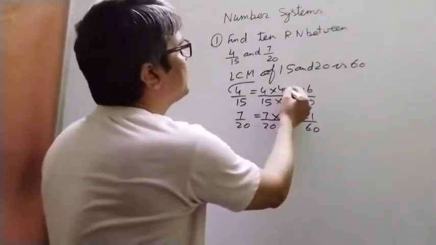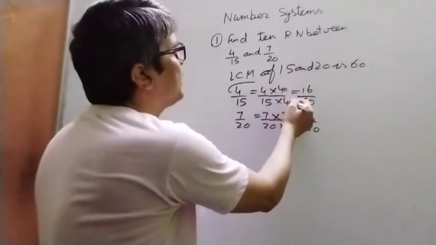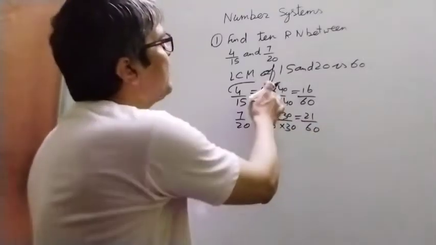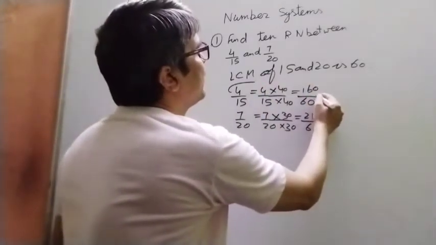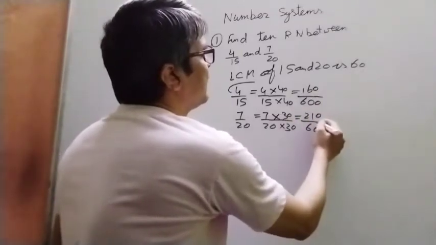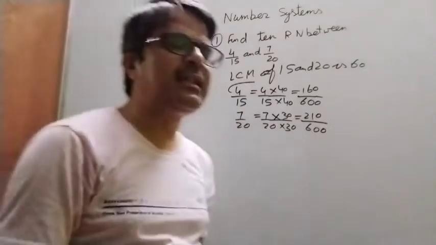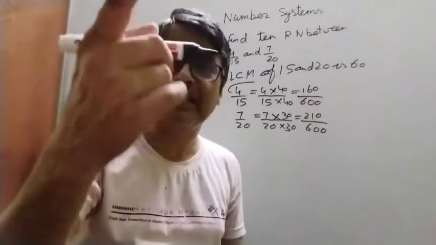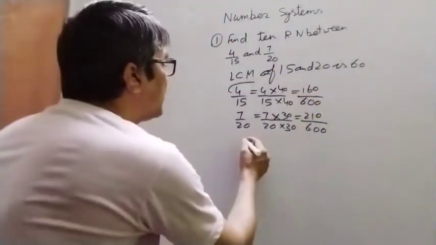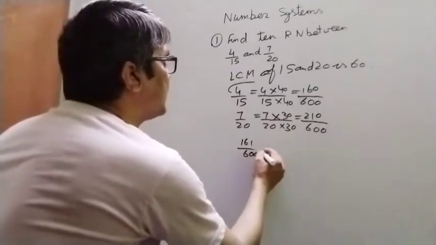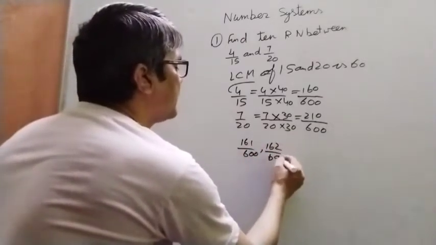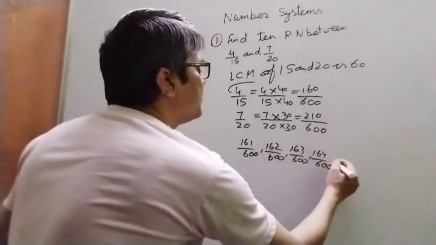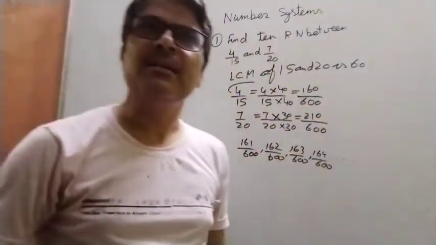Just increase a 0, means in place of 4 you have to write 40, and in place of 3 you have to write 30. So what will happen? 4 into 40 is 160, 3 into 30 is 90, and 7 into 30 is 210. Now you can easily find natural numbers between 160 and 210. And the numbers are 161 by 600, 162 by 600, 163 by 600, 164 by 600. Means you can easily write 10 rational numbers.